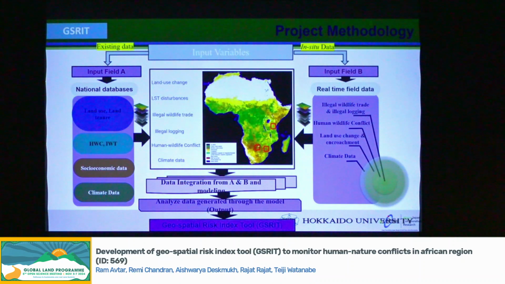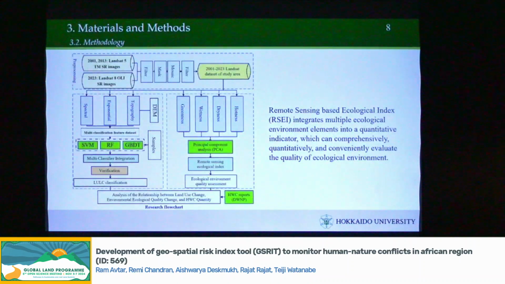And these are the input variables that we are going to get. So these are our 3 sites, in Kenya, Botswana, and South Africa. And we are working closely with the wildlife agencies and officers there. And we are integrating all this existing data that is coming from the national database. And also we are trying to get real-time data sets that are coming from the ground. And we are integrating all this data to develop this tool. So this is the overall framework of this study.